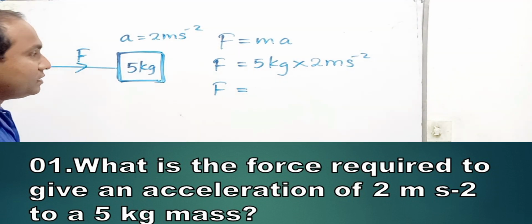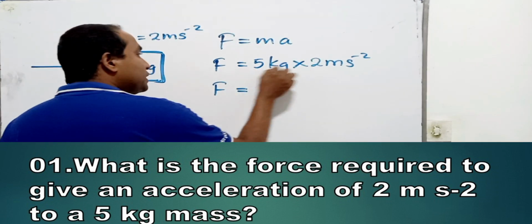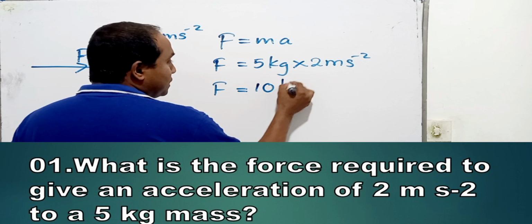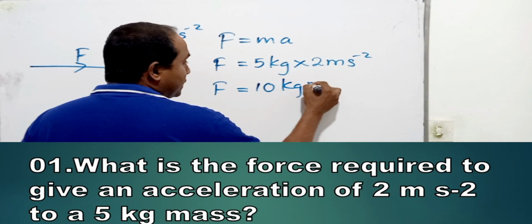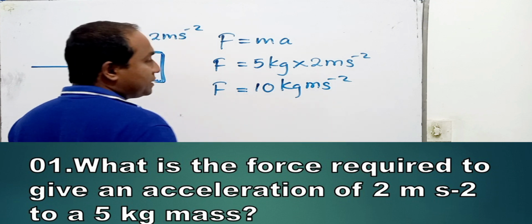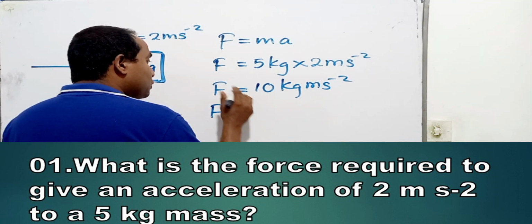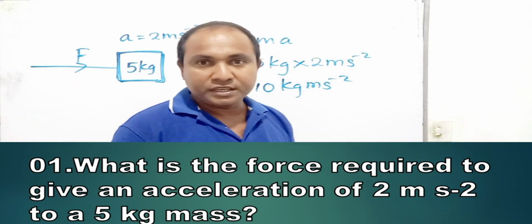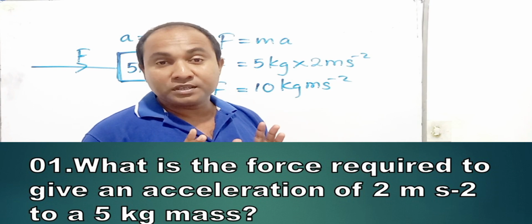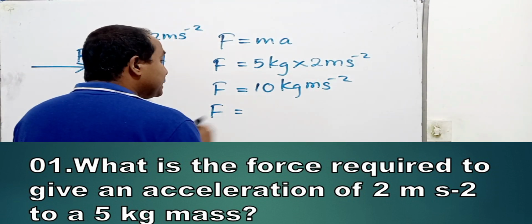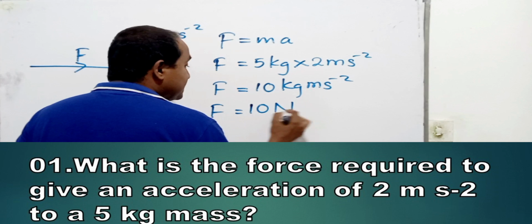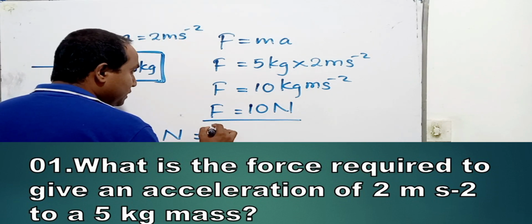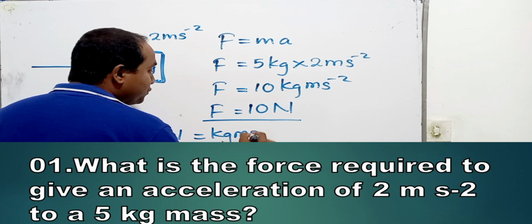Now we can get the answer for this question. 5 times 2 is 10. Now the units. Here we have kilogram, and here we have meter per square second. We know that the unit normally used to measure force is the Newton, right? So kilogram meter per square second is the same unit as the Newton. That is, Newton equals kilogram meter per square second.